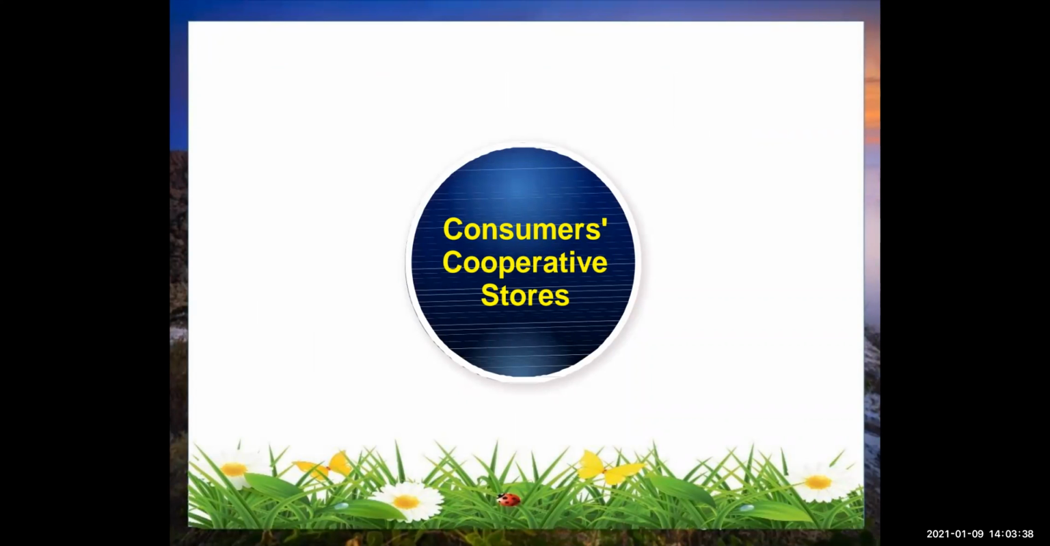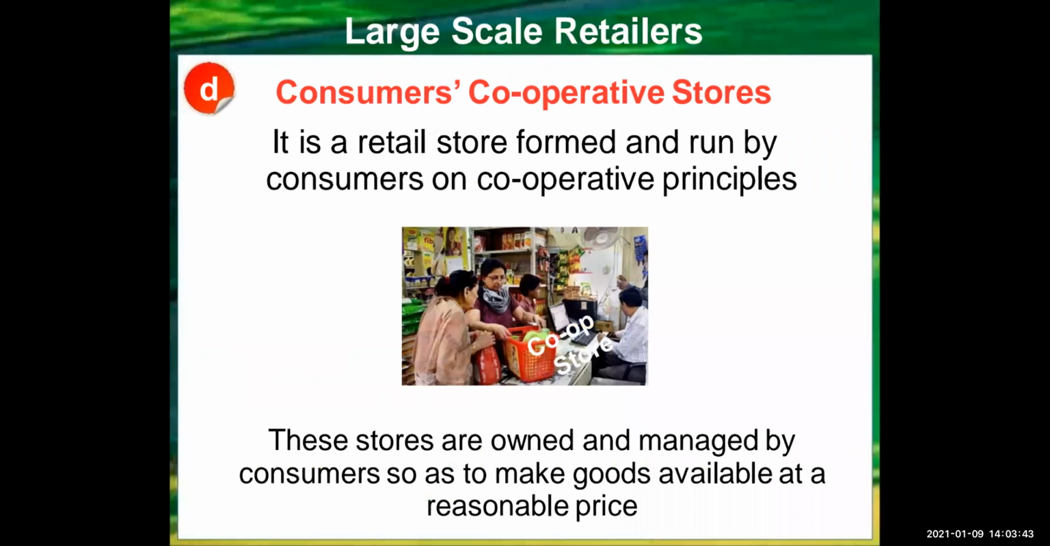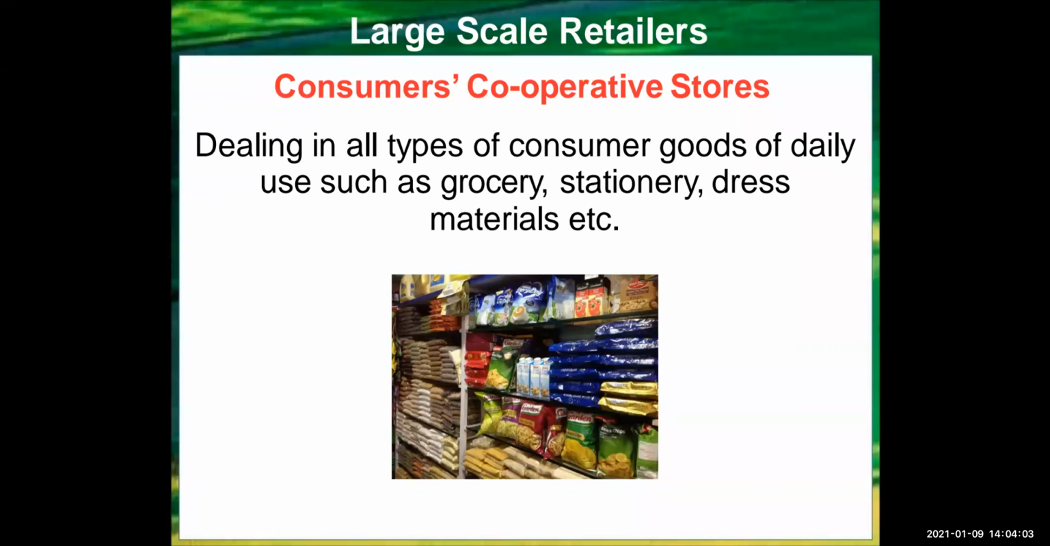After mail order houses, we also have consumer cooperative stores. Now, these are also large scale retailers, and it is a retail store which is formed and run by consumers on cooperative principles. So, these stores are owned, managed, and controlled by the consumers so as to make the goods available at reasonable price. These kinds of consumer cooperative stores deal in all types of consumer goods, or we can say FMCG products like groceries, stationery, dress materials, etc.